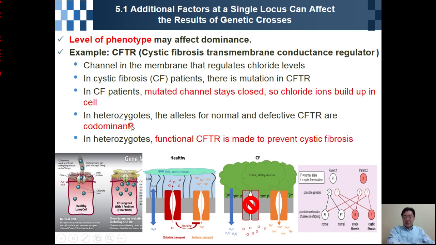But in cystic fibrosis (CF) patients, there is a mutation in the CFTR. So there is no conductance of chloride ions outside. In CF patients, the mutated channel stays closed, so chloride ions build up in the cell and cannot go outside. In these cases, they have thick and sticky mucus, and the cilia cannot move.